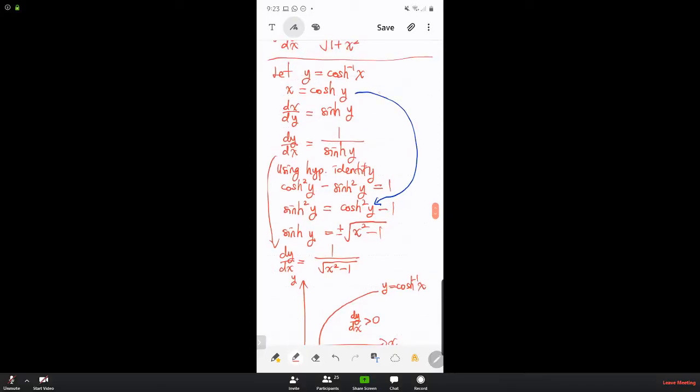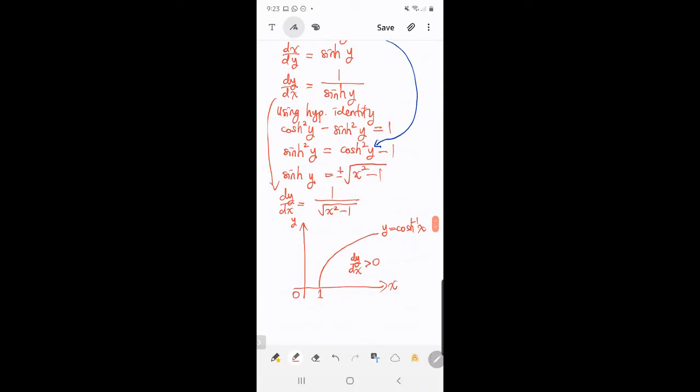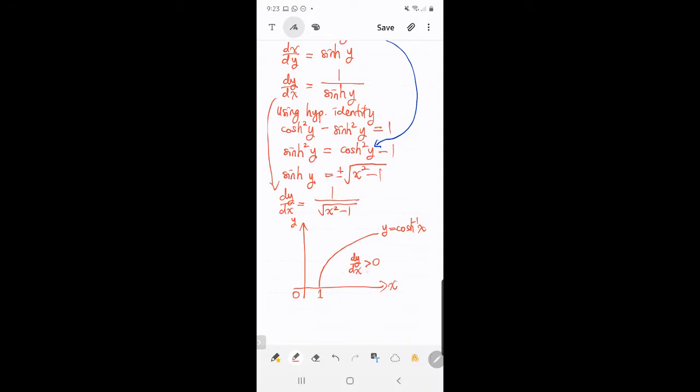x, all right? I was halfway deriving the formula, right? Okay. So in this case, we take the positive value because of the graph. So you look at the graph, the gradient of the graph is always positive.